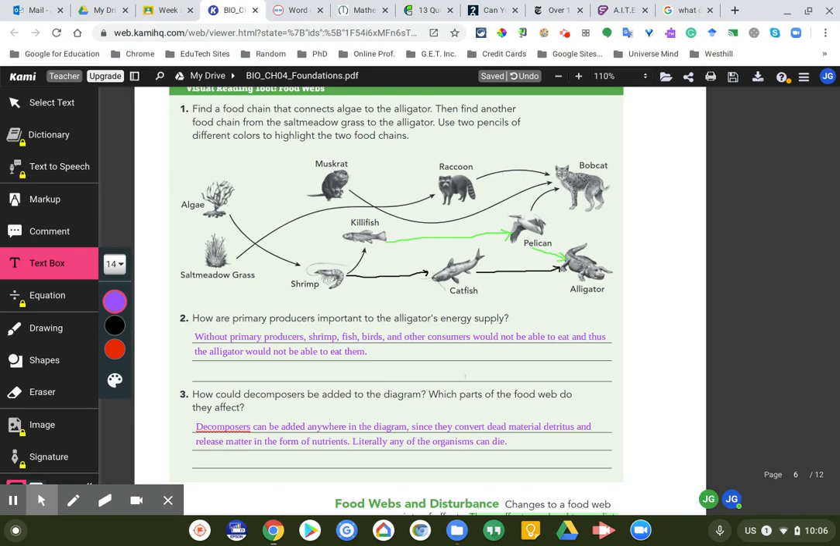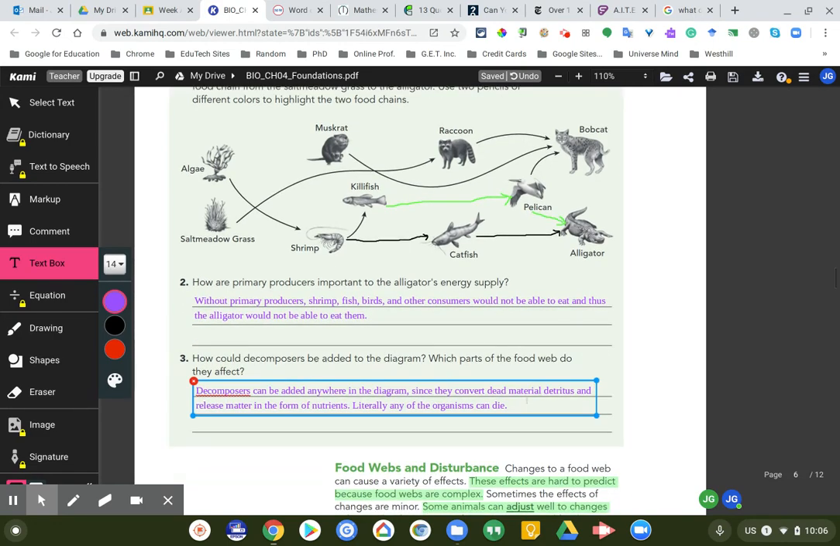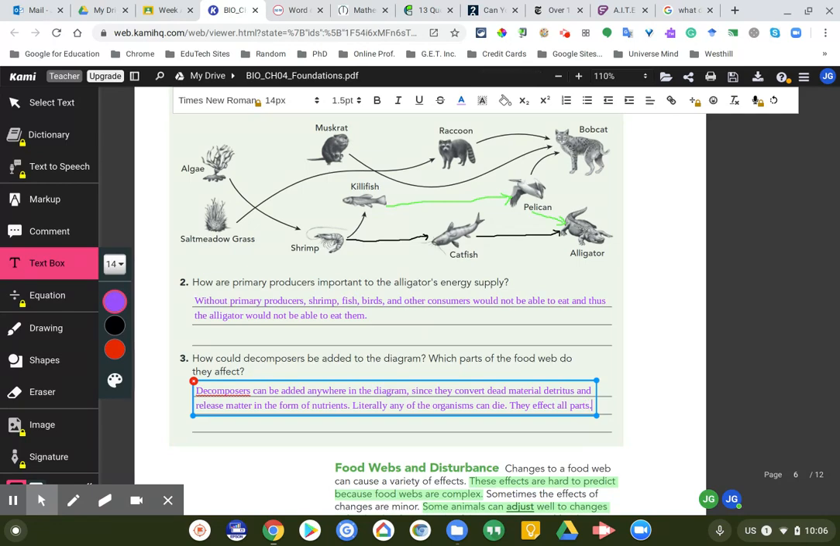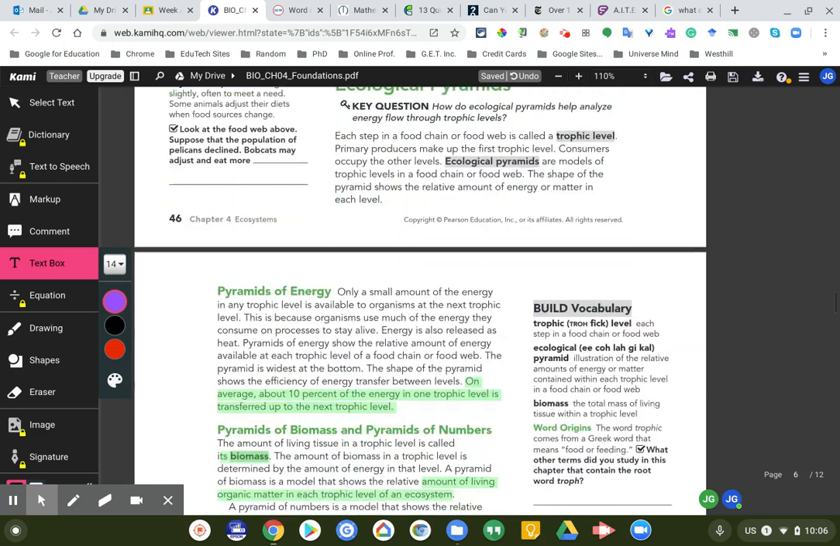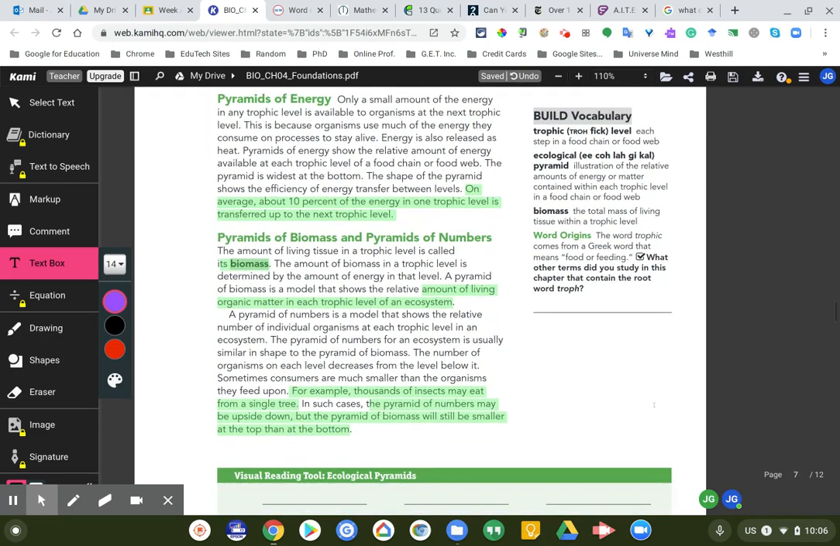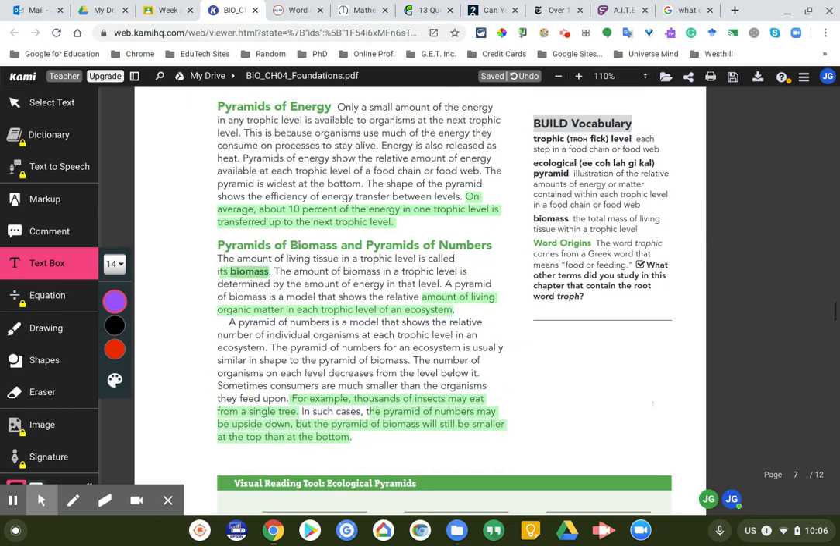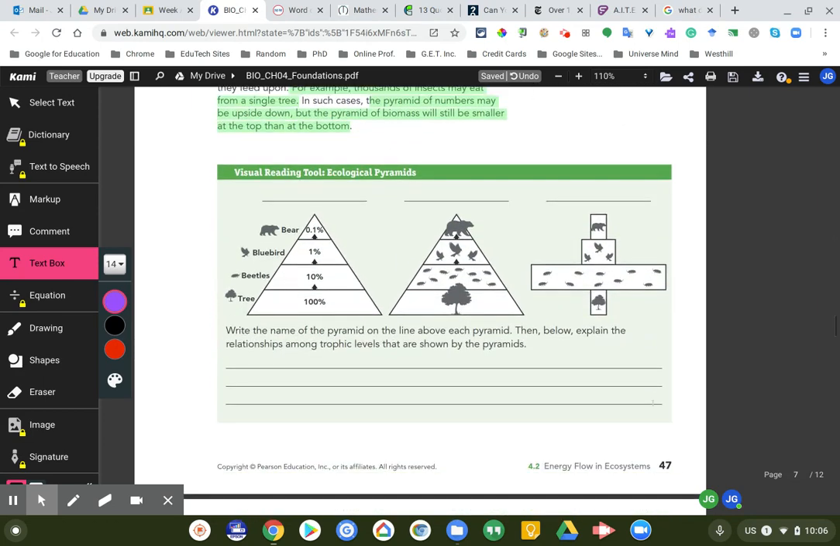Okay, and which parts of the food web do they affect? They affect all parts. That's how I'm answering that. Hopefully I'm right. All right, let's keep moving on and rocking and rolling. Okay, we're on page 46 right now. Let's keep going to 47. We took some notes in here already because we had some pyramids and stuff. We already went over that.